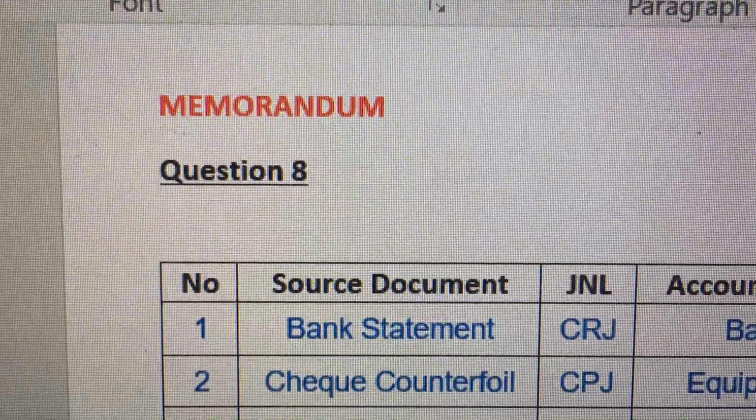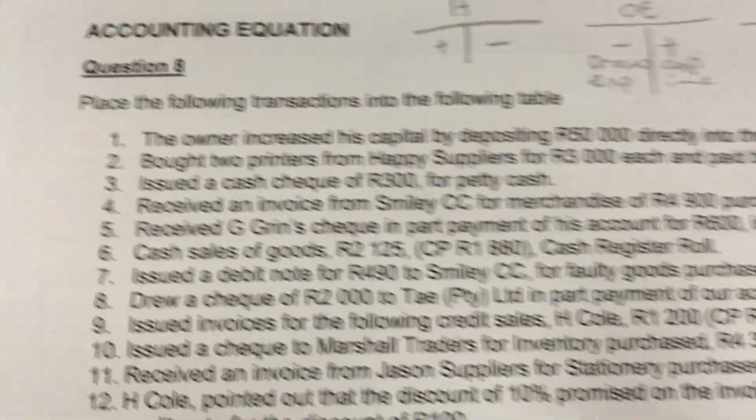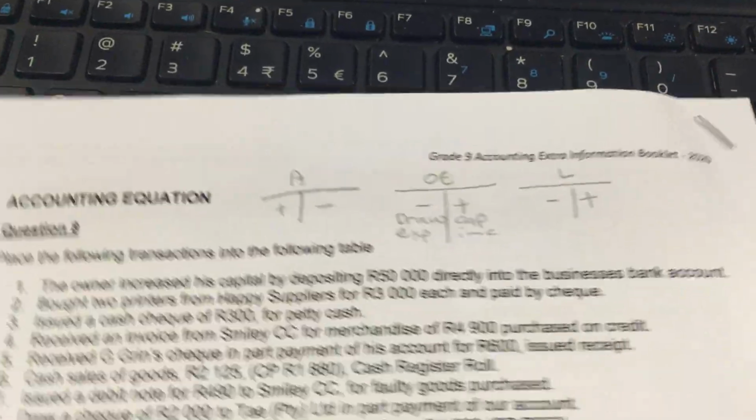Grade 9, Question 8 memo. So let's have a look. Now we're going to be doing the accounting equation.